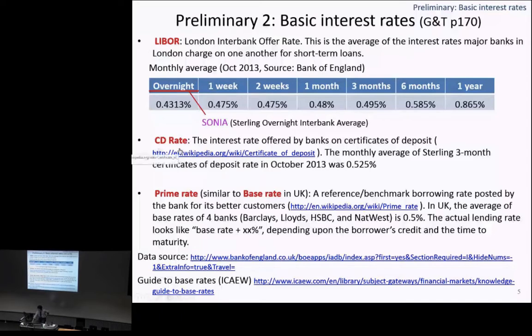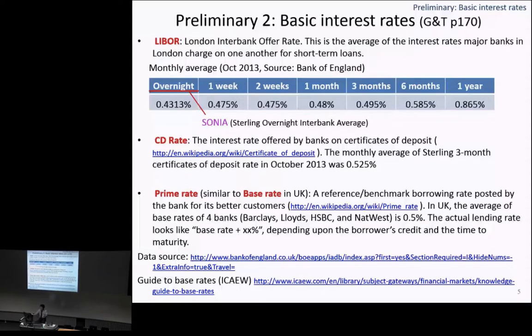Okay, that's LIBOR. CD rate is the interest rate offered by banks on certificates of deposit or time deposit. Your demand deposit with NatWest or Barclays, such as checking account or saving account, they are demand deposits. So you can withdraw your money anytime. There's no time to maturity. But if you deposit your money to these banks through certificates of deposit, then there's a certain time to maturity, such as 3 months or 6 months or 1 year, and you cannot withdraw before the maturity.